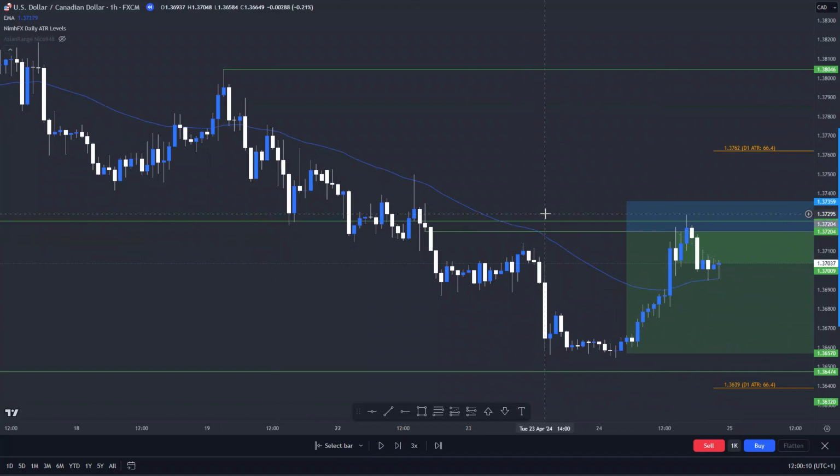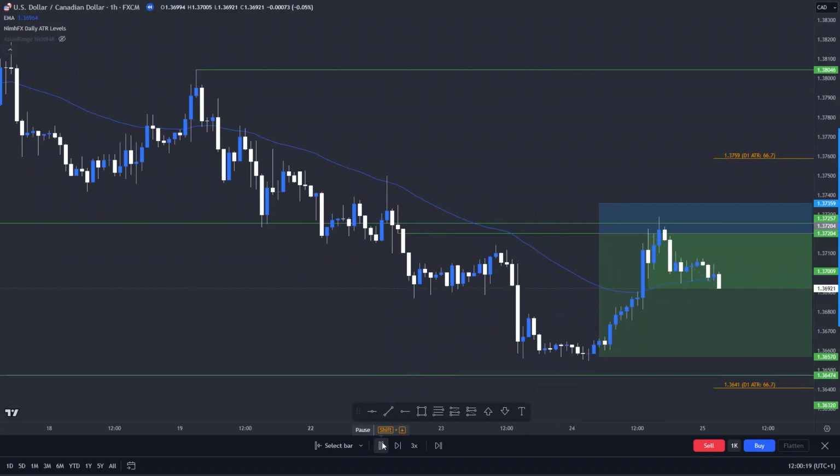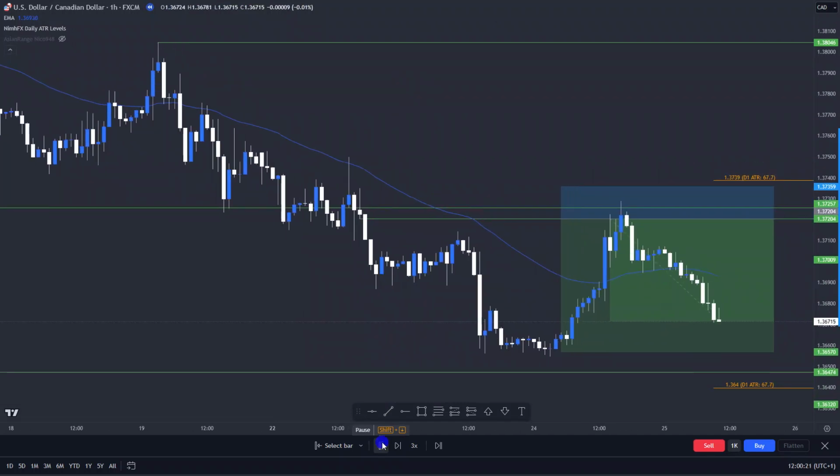At that point, I did move my stop there, especially with leaving it overnight. I didn't want to take the full 1 hour loss. But yeah, as it went on overnight, we broke down really nicely.